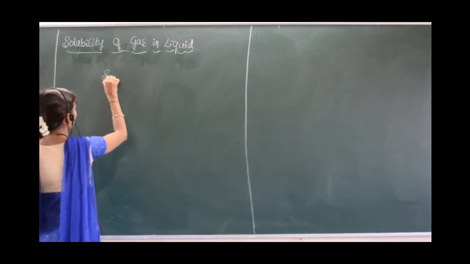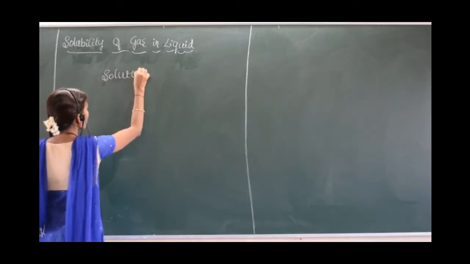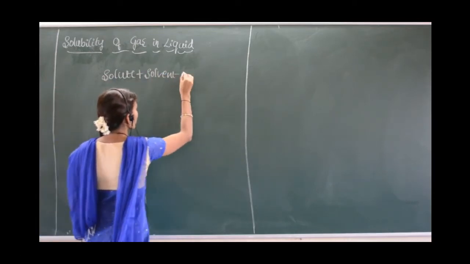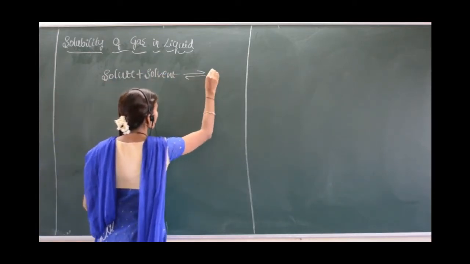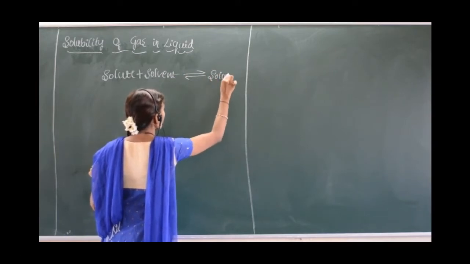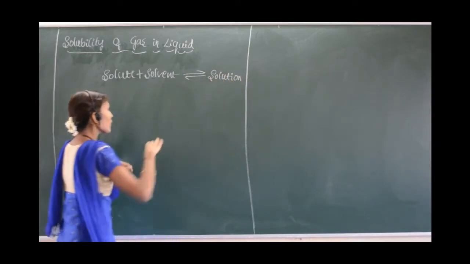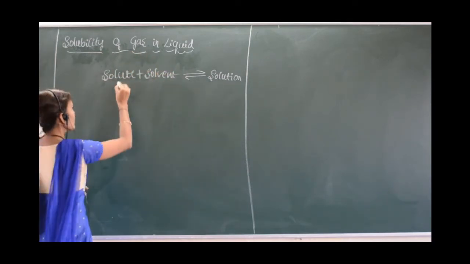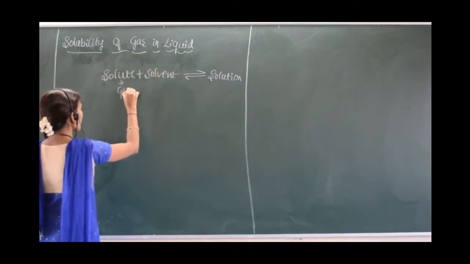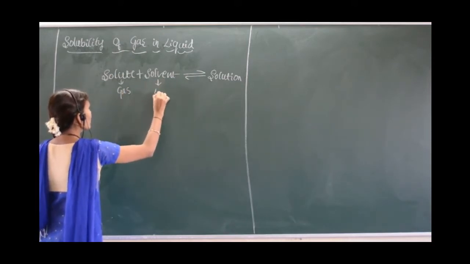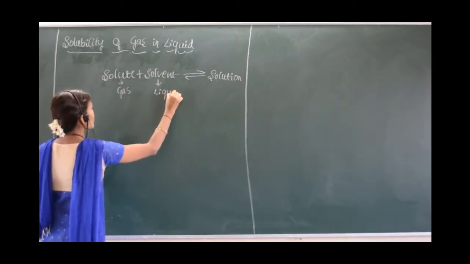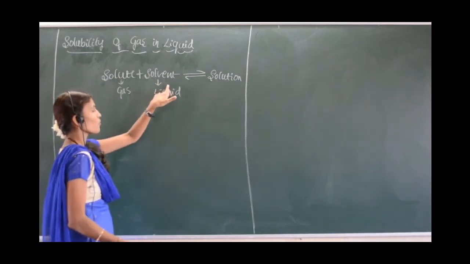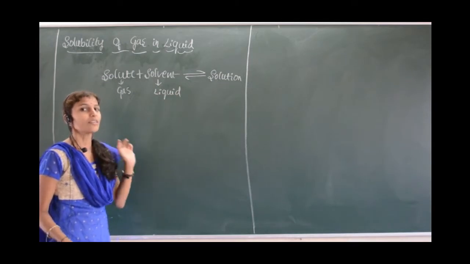Whenever the solute and solvent combine with each other, there is a formation of solution. Here, as we are talking about the solubility of gas in liquid, the solute itself is a gas and the solvent will be the liquid. And which type of solution? It will be a liquid solution because our solvent is present in the liquid state.